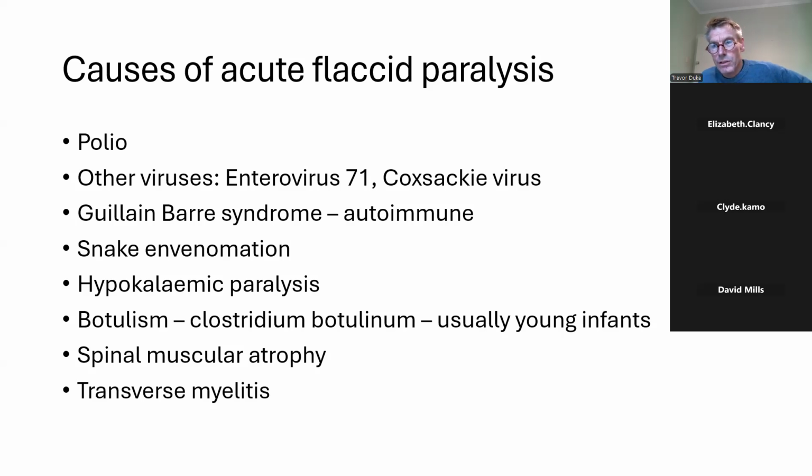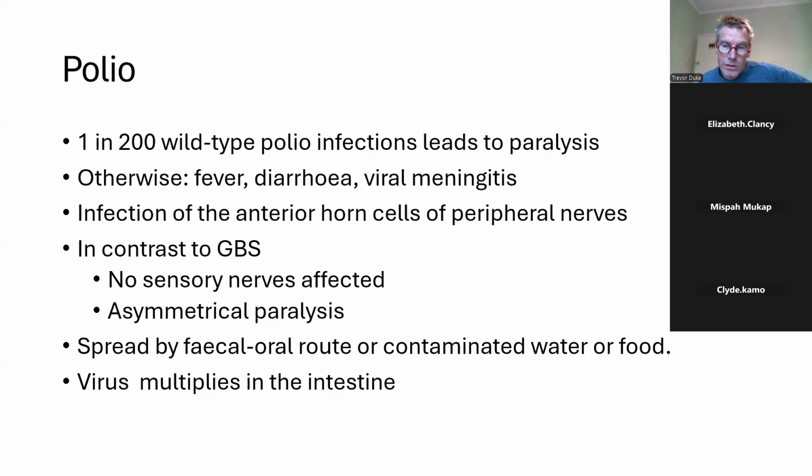And then there's the condition of transverse myelitis, which overlaps a bit with some of the other viral infections like enterovirus, but can also be caused by mycoplasma and other things. Now, again, we talked about the neurological assessment in children in the past. Just talking a bit about polio.